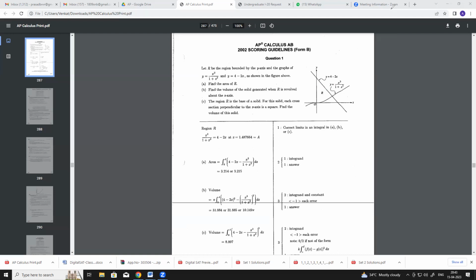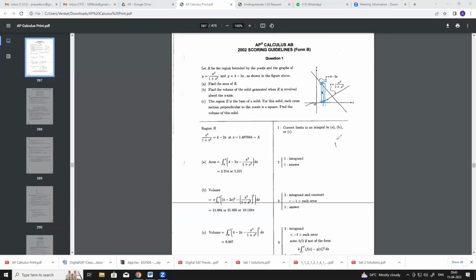Next, let R be the region of the base solid. For this solid, each cross section perpendicular to the x-axis is a square. You need to find this length. How do you get the length? This is 4 minus 2x, and this is the other curve. So this minus this will give you this length.